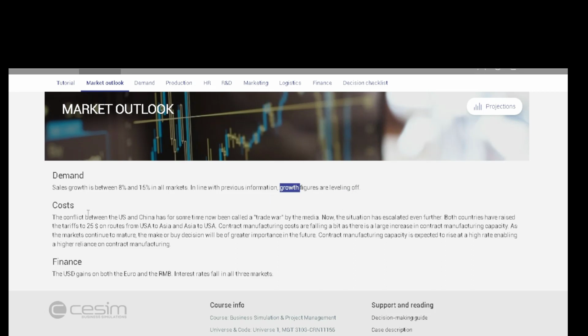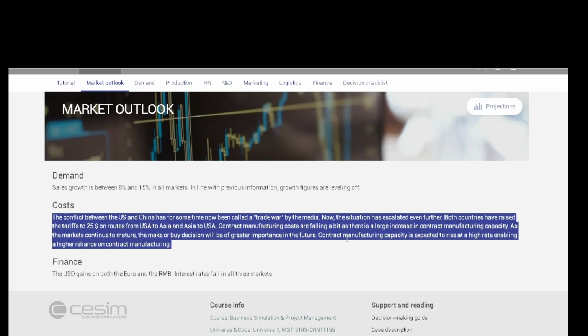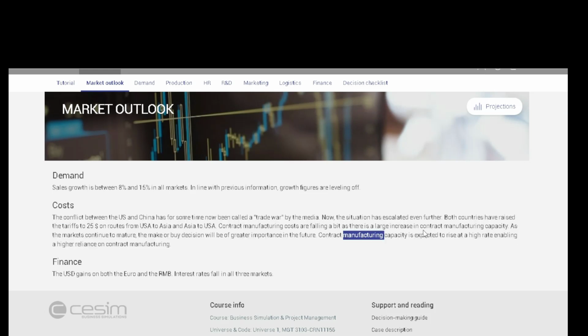Okay, under course, you can see that the conflict between the US and China has for some time now been called a trade war by the media. Leave alone this. So contract manufacturing costs are falling a bit as a larger increase in contract manufacturing capacity. And under finance, we are being told that the USD gains on both the euro and the RMB. For China, interest rates fall in all the three markets.